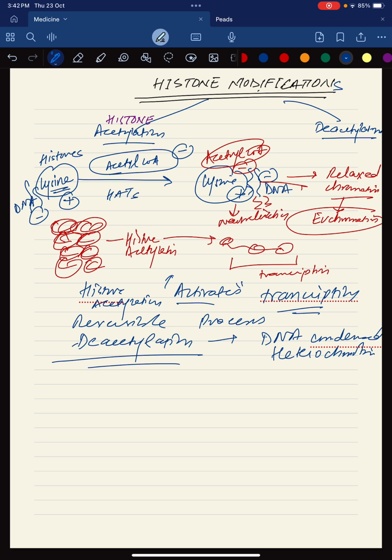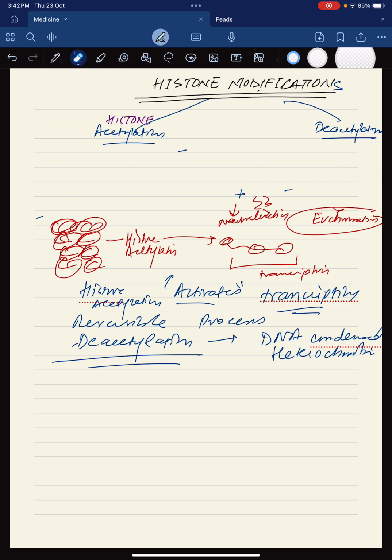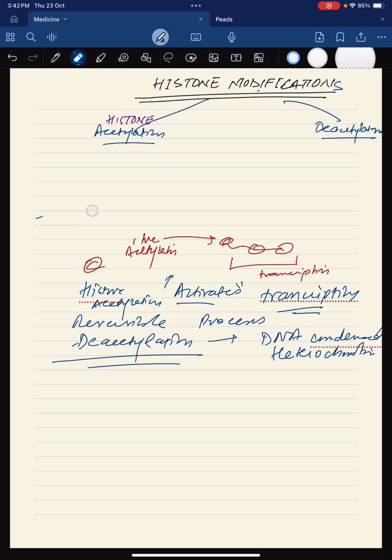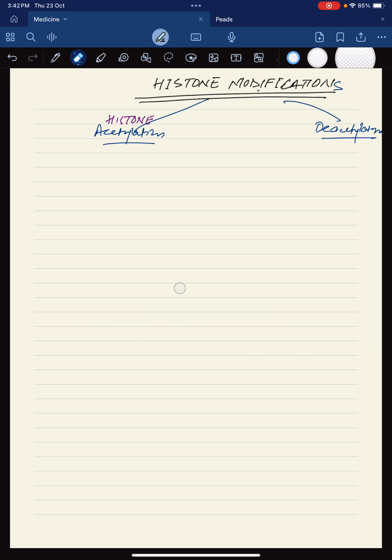It's a very regulated and balanced process between acetylation and deacetylation. It's not that the DNA is always free, or that the DNA is always condensed. When needed, it is transcribed. When not needed, it's deacetylated, and it is protected this way. Why this balance is very important is because there are certain diseases in which this balance is disturbed, and we get to see autoimmunity and different disorders there. I'm going to discuss a few of them, basically two of them.